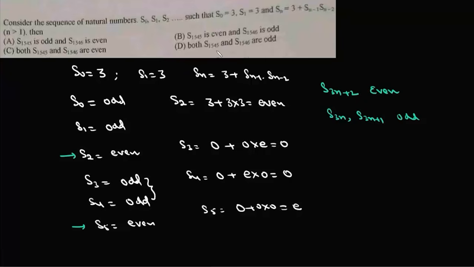Now it is asking for S1545 and S1546. Now if we look at 1545, it is divisible by 3. So this is 3 into 515. So it's a multiple of 3, so it is of the form 3n. So this is odd. And 1546 will be 3 into 515 plus 1, which is of the form 3n plus 1, which also is odd. So both these numbers are odd. That means the correct option is this.